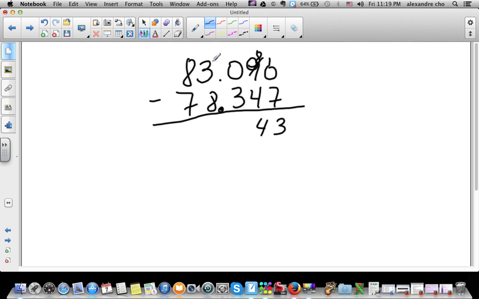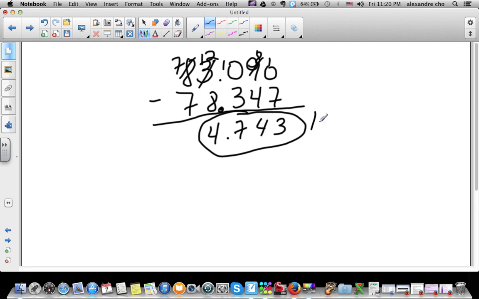You need to be a little borrowing here, so that 3 becomes a 2. Actually, let's borrow it from here. Sorry, 8 becomes a 7, that becomes a 13, which then becomes a 12 because you're giving 1 to this guy. So there. Now it's a 7, and 12 minus 4 is 8. The difference in weight between the two guys is 4.743 kilograms. Okay, just a little practice on operations with decimals.